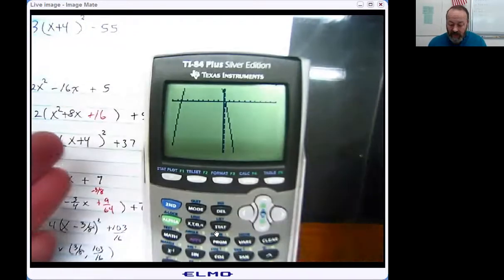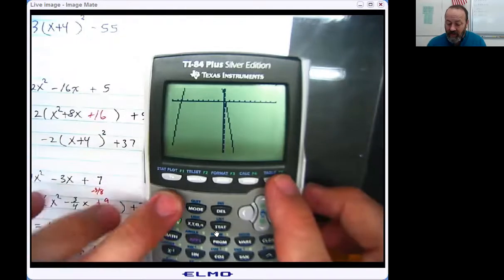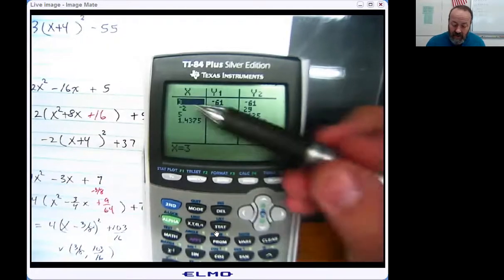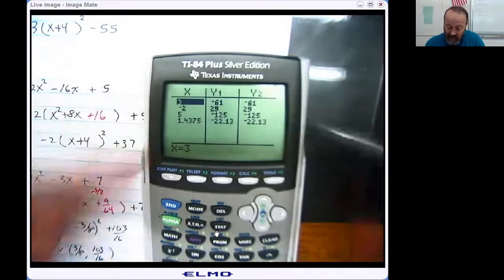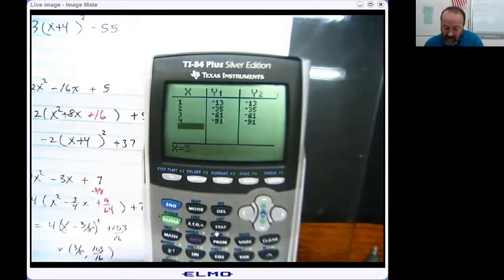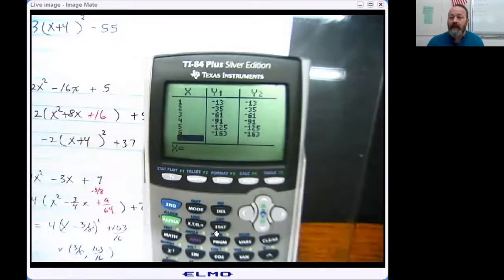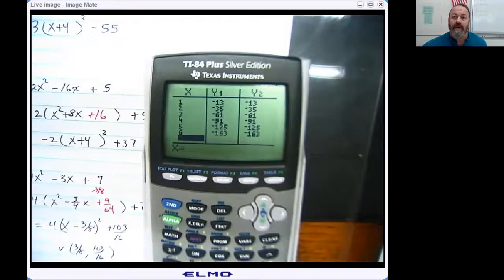But the interesting thing is it doesn't really matter. If I look at my table, you'll notice that the tables on both graphs match. No matter what values I pick, the graphs are the same, which tells me that my equations were the same. And so that's a nice way to confirm that you've actually done quality work.